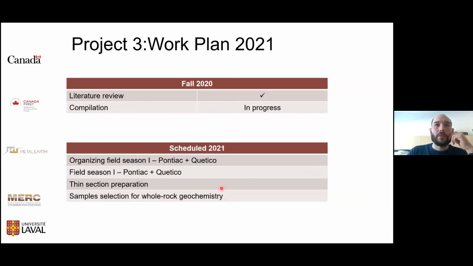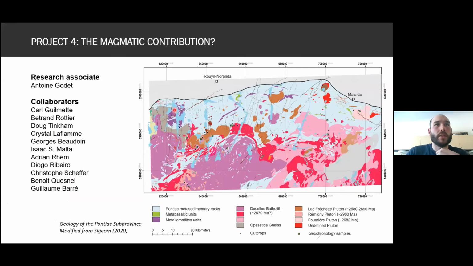The next steps for Diogo are basically, he's going to do his first field season, looking at both the Pontiac and the Quetico rocks. And that's going to involve, after that, a lot of whole-rock chemistry and hopefully starting with the ultra-low detection limit chemistry. Finally, the fourth project is called the Magmatic Contribution that I'm going to do in collaboration with different people.